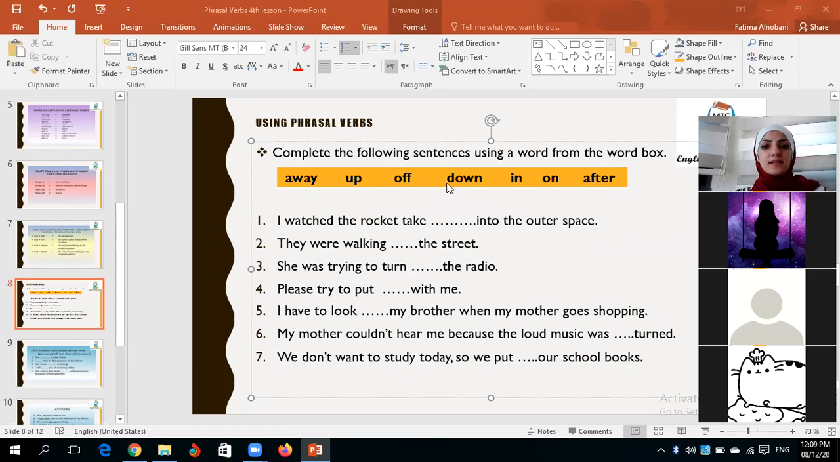Dima, you said that, can we change the position of the word on or off or up? She was trying to turn the radio. Can we change the position of it? Yeah, we can put it at the end of the sentence. Can you read it for us? She was trying to turn the radio off or on. Great. The phrasal verbs, again, we can separate the two words, the verb and the particle. We can put a subject or an object in the middle of both of them.